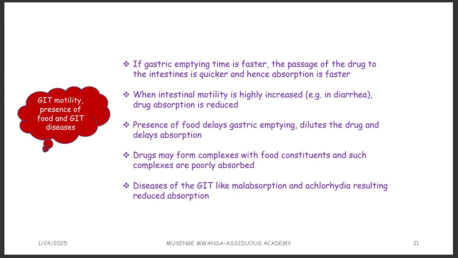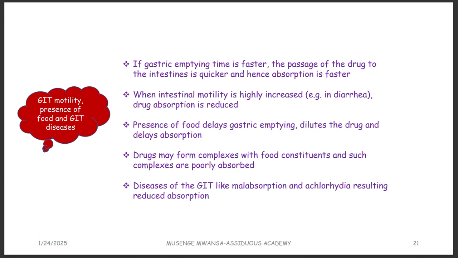Presence of food also delays gastric emptying, dilutes the drug, and also delays the absorption. So that's why some drugs will be told, don't take it with food. Drugs may also form complexes with food constituents, and those complexes can be poorly absorbed.